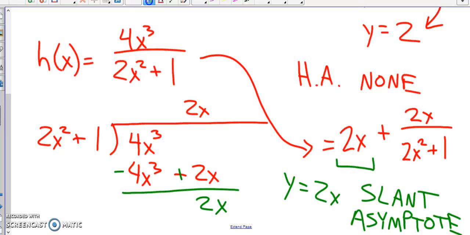So basically, if you graph the line y equals 2x, then when you get out toward the edge, the graph is going to approach that line. If your degree were 2 bigger in the numerator than the denominator, then it's going to approach something that looks like a parabola on the edges, because that would be degree 2 bigger. Kind of neat.